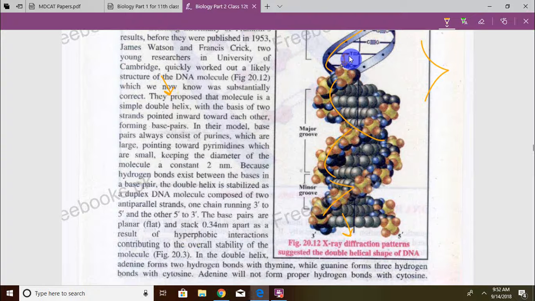Between adjacent base pairs, hydrophobic interactions mean that they are stacked 0.34 nanometer apart, and this contributes to the overall stability of the DNA duplex.